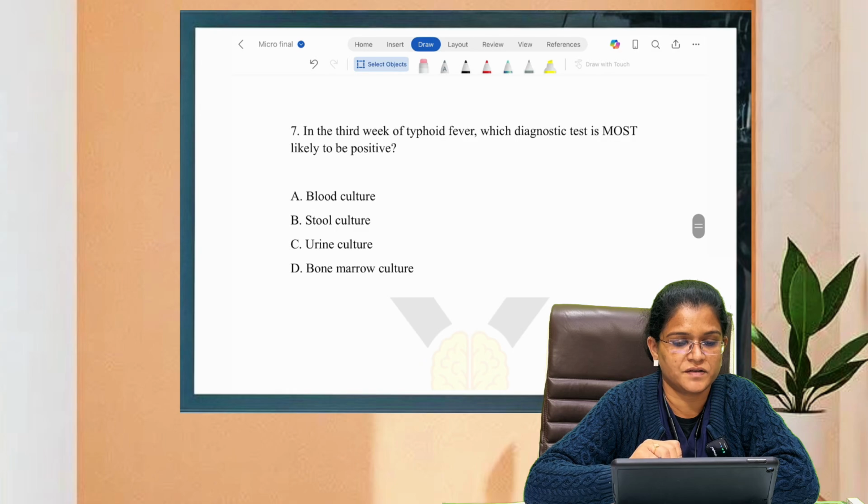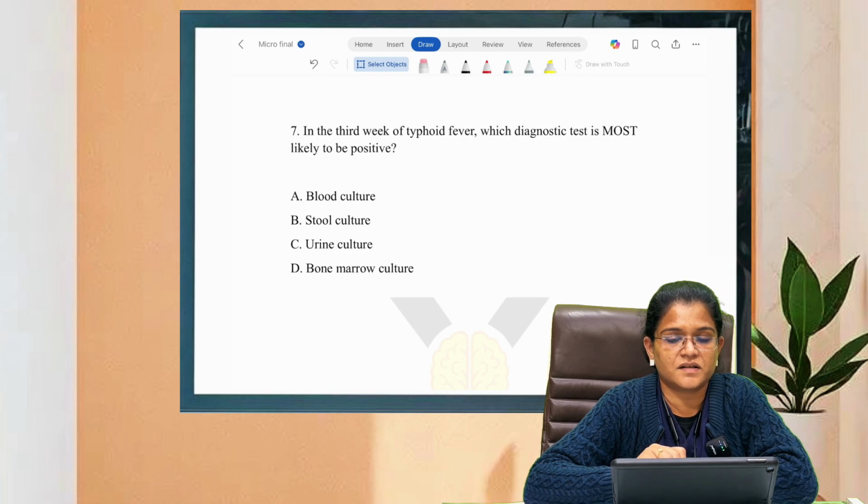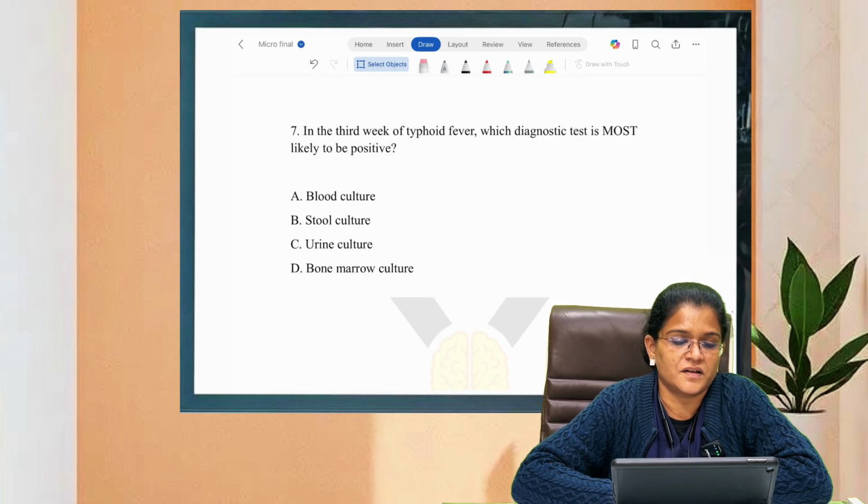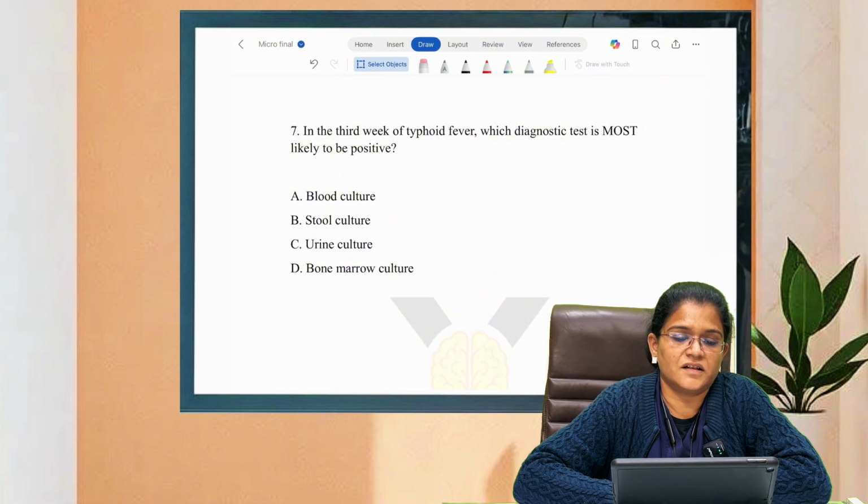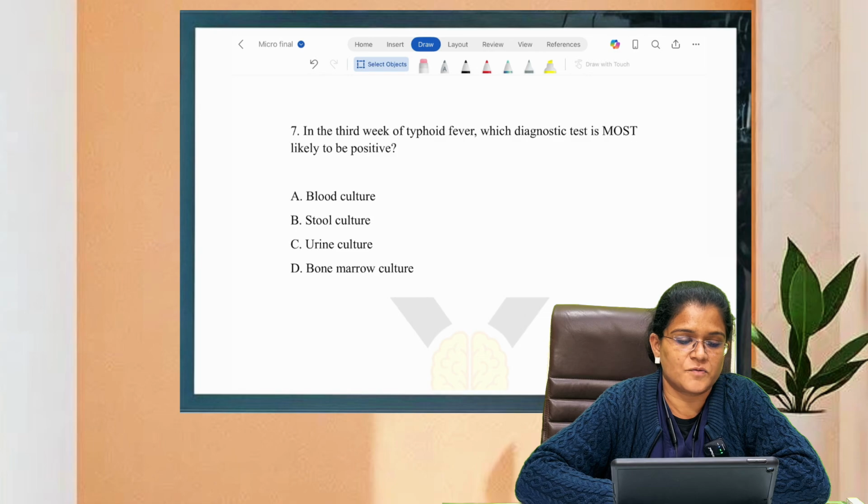Going towards the 7th question. In the 3rd week of typhoid fever, which diagnostic test is most likely to be positive? Here we can remember one mnemonic, BSSU. B, that is blood culture, in the 1st week. S for stool culture in the 2nd week. S, that is stool culture, continues to be positive in the 3rd week. And U is for the urine culture, which becomes positive in the 4th week. So among these options we can go for stool culture.